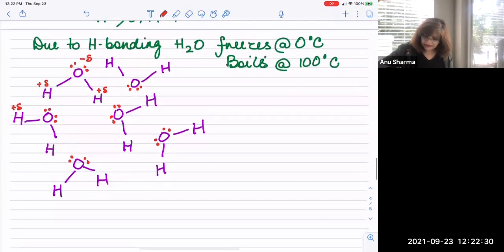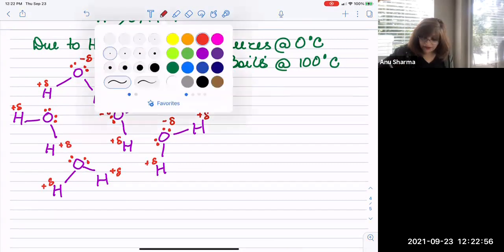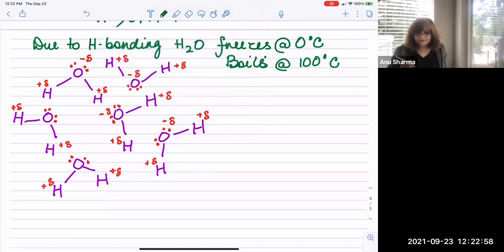Oxygen is delta negative and each hydrogen is delta positive. Delta means small. So this is the water molecule, a bent molecule first of all, and then there is a polarity in the molecule. So what happens?